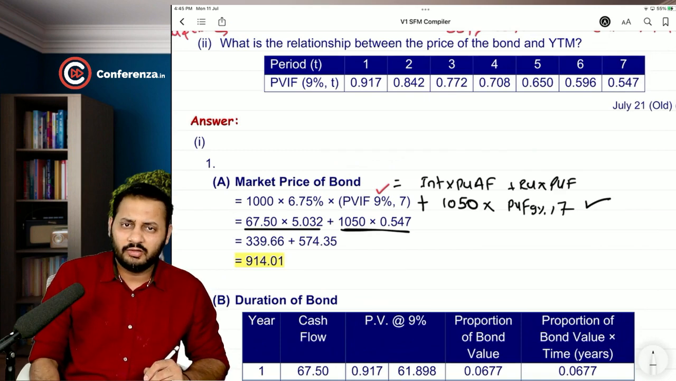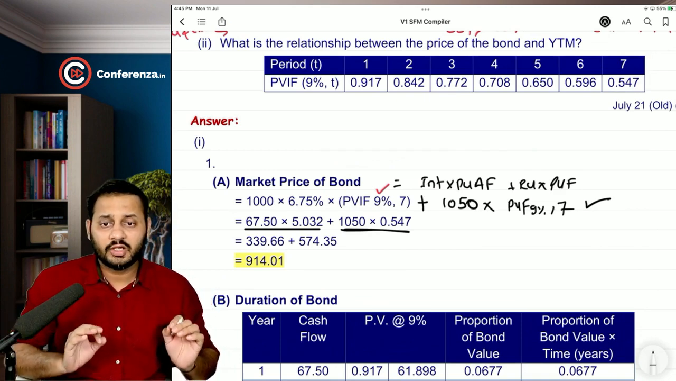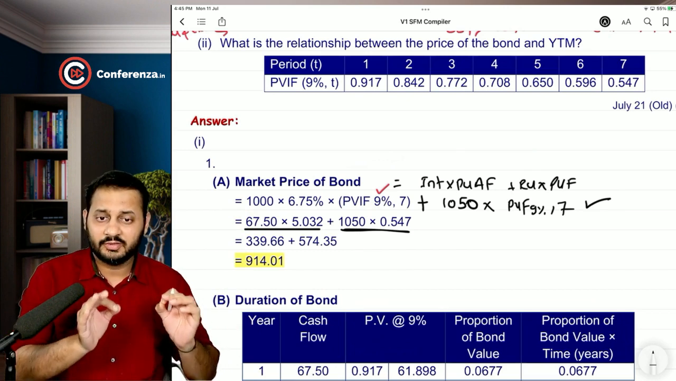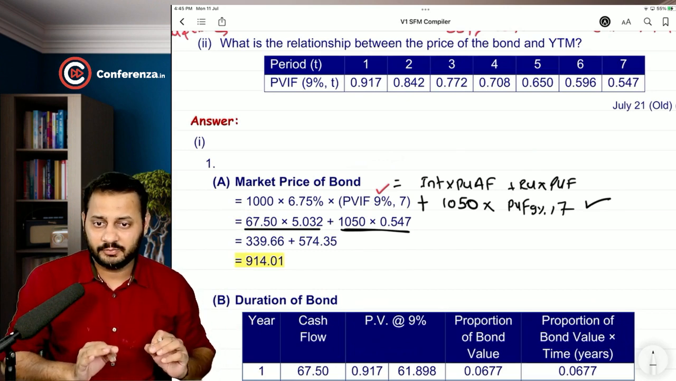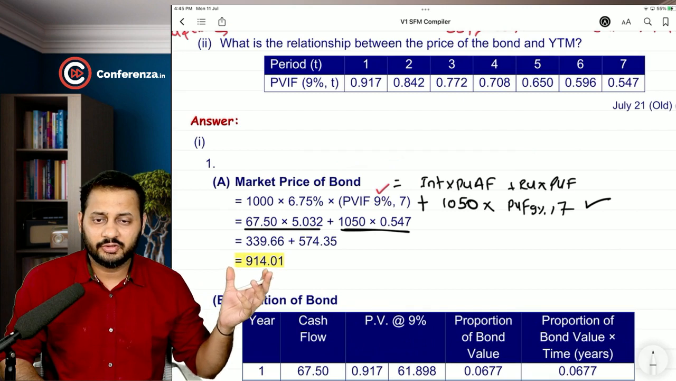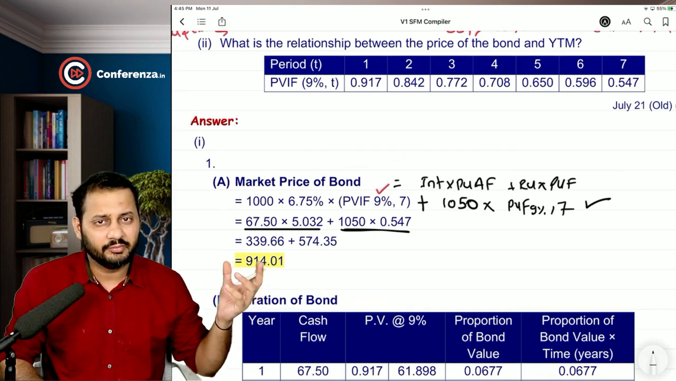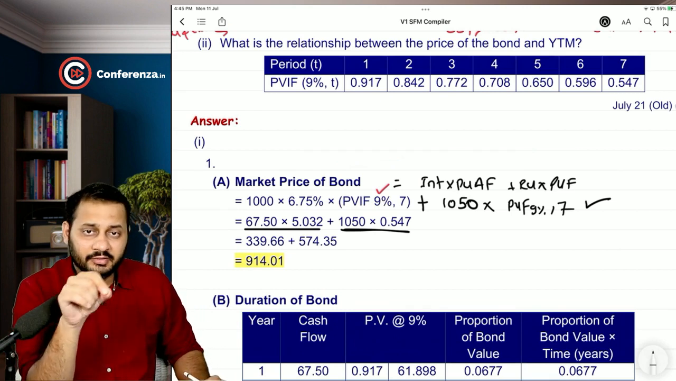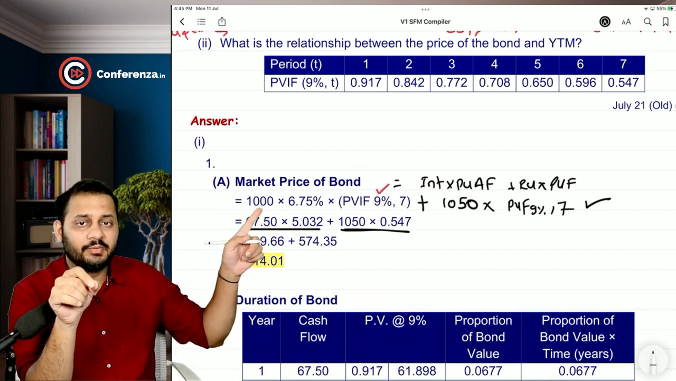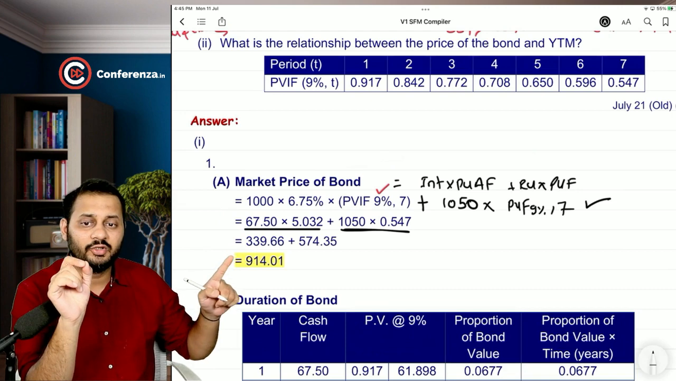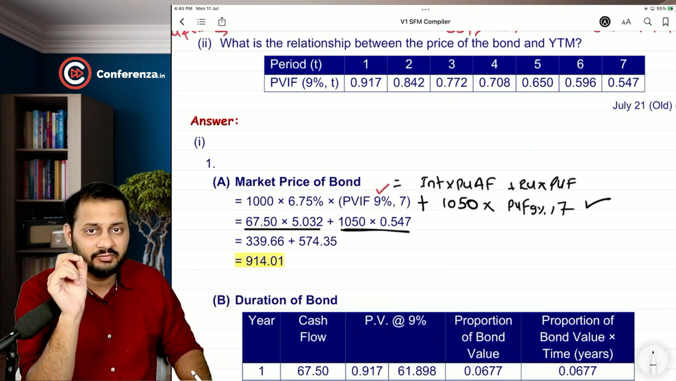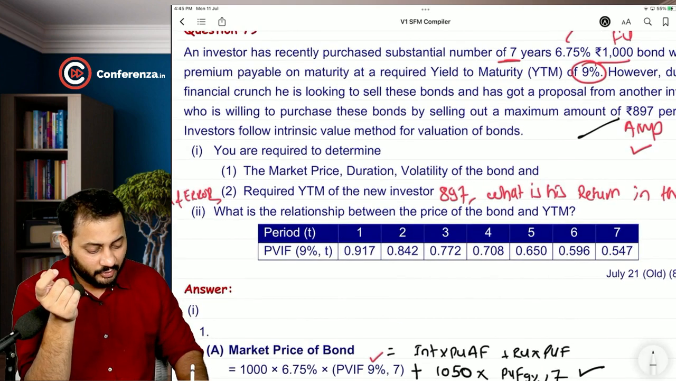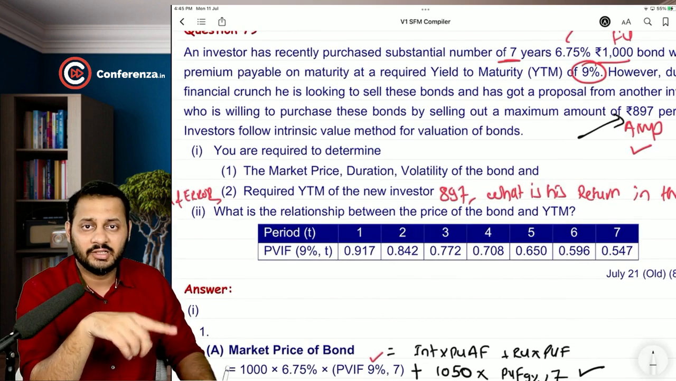Write down the formula. Every time you solve the questions of market price of the bond, please write down the formula first and then start solving it step by step. So let's assume that this is going to be the answer 914.01. Okay. If the return in the entire bond is 9%, then it is worthwhile to purchase the bond at 914.01 maximum.